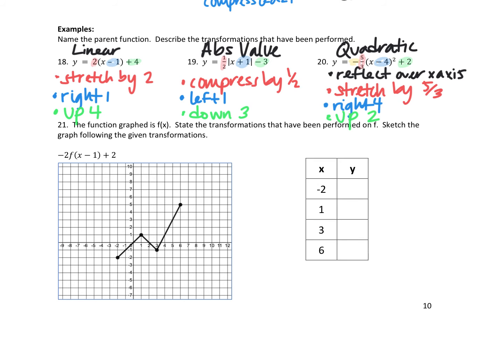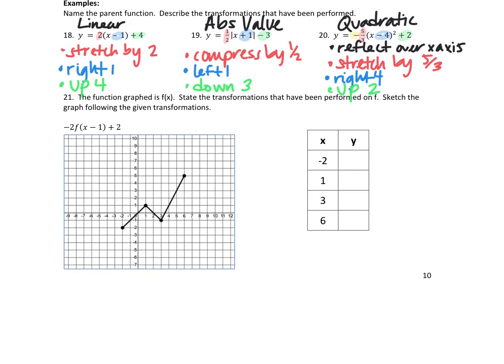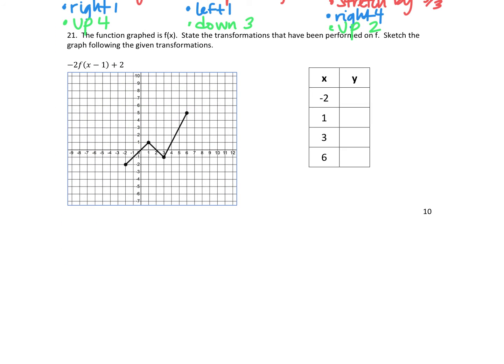Number 21 is kind of tricky. We're going to first list out what transformations we're seeing, and then we'll talk about the order in which you have to do them. So I see 4 things happening. I see a reflection, because of this negative. I see a stretch by 2, because the a value is 2. And then I also see minus 1 in the parentheses, so that will take it right 1.